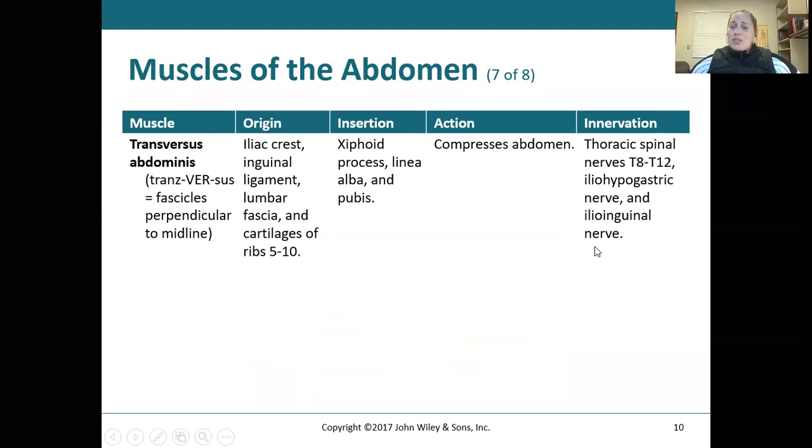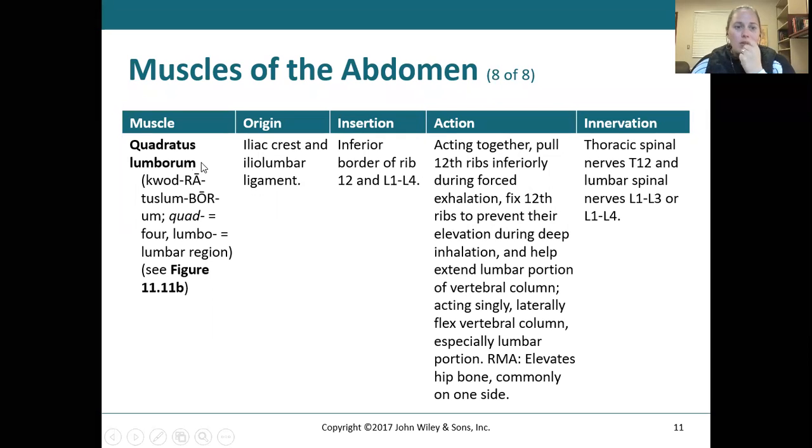Okay, so the origin is the iliac crest. You're again recognizing a lot of origins of muscles in that region. The inguinal ligament, lumbar fascia, and cartilages of ribs 5 through 10. Your insertion is going to be your xiphoid process, which is at the very base of your sternum, your linea alba, and the pubis. So again, that's all down your mid-sagittal region. The action of the transverse abdominis is to compress the abdomen, and its innervation is thoracic spinal nerves T8 through T12, iliohypogastric nerve, and ilioinguinal nerve. So again, innervation tells you where the nerves are coming out of the spine to innervate that particular region.